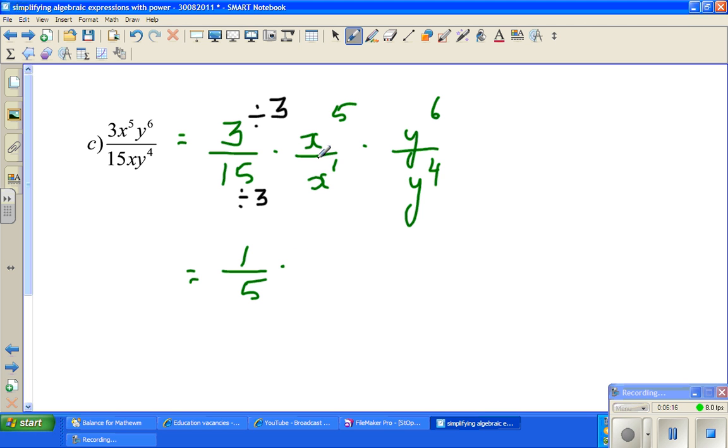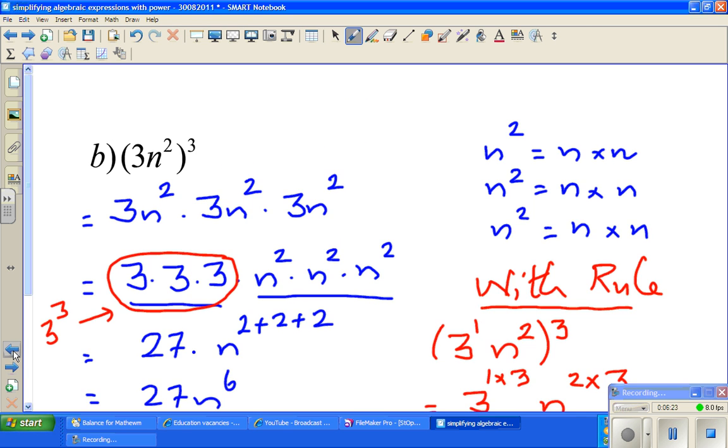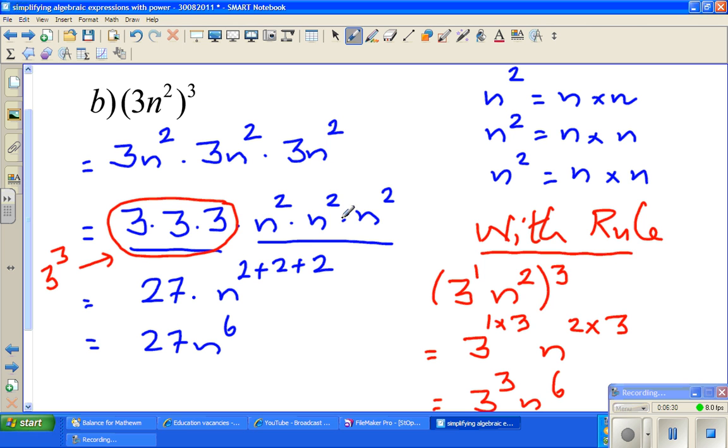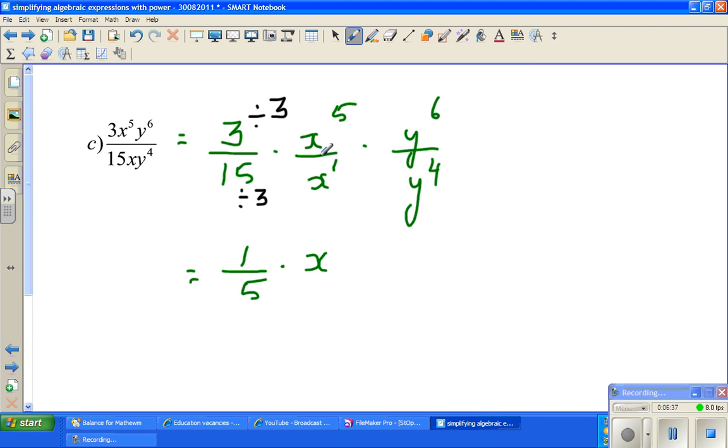Dot means times. x to the power 5 divided by x to the power 1 means, when you're multiplying powers, what do you do? You add them, isn't it? When you're multiplying powers or exponents, you add the powers. So you do the opposite when you're dividing: you take away the powers. So it is 5 take away 1, dot. This is y to the power 6 minus 4.